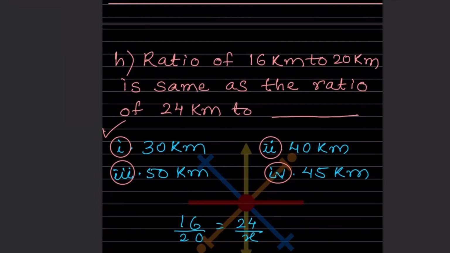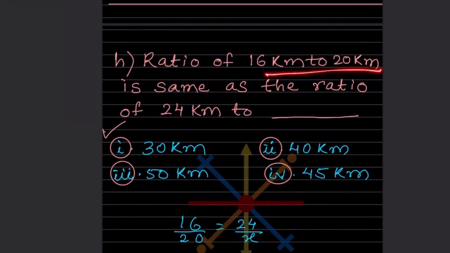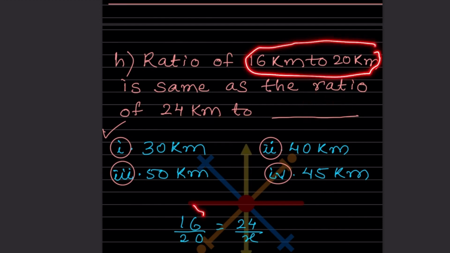Now the next question says that a ratio of 16 kilometer to 20 kilometer is same as ratio of 24 kilometer to how much? So this we are going to consider as x. We have done these similar problems. Now look at here, these both units are same. So we can just write 16 by 20 is equal to 24 divided by x.